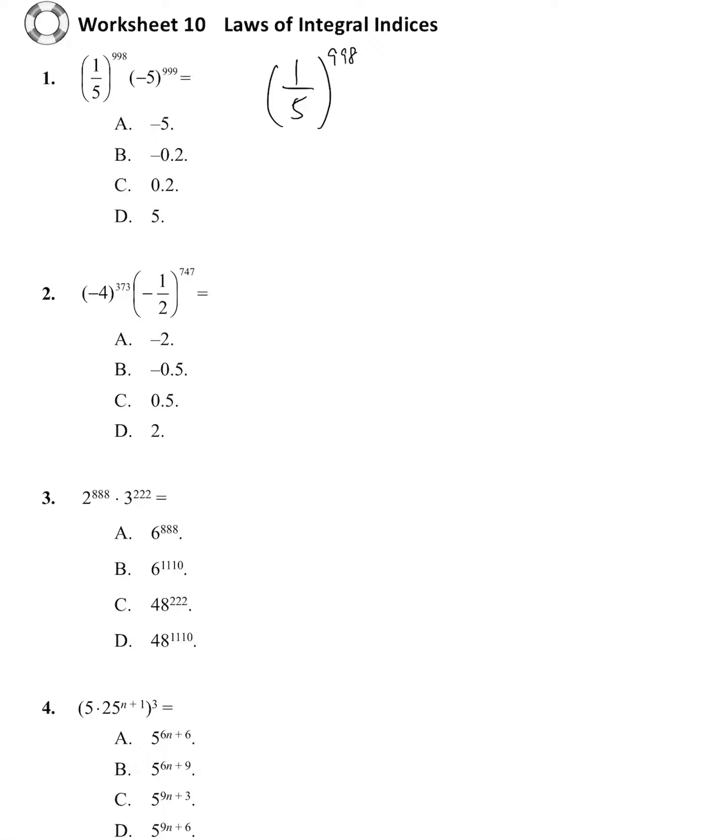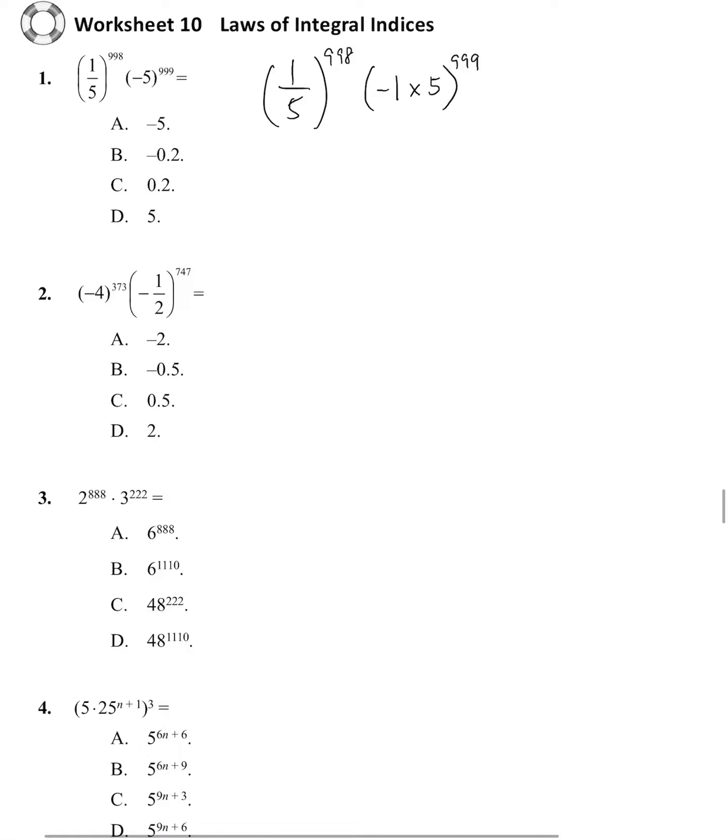But for the negative 5, we're gonna think of the negative 1 to be split out from the 5, so that it's rewritten as negative 1 times 5. And then what you need to realize is that using the distributive law of the powers, the 999 power will belong to both negative 1 and the 5. And we should know that if it's a negative 1 and the power is an even number, the answer would be positive. In this case it's an odd number, so therefore it's a negative answer.